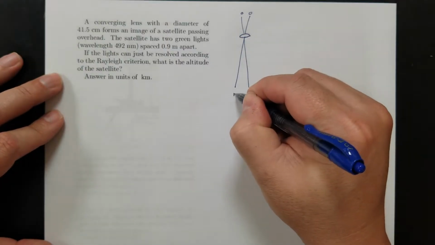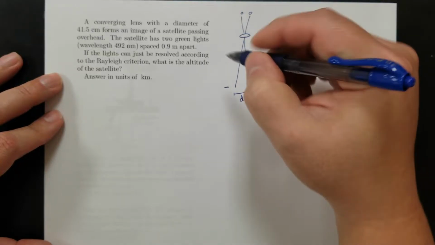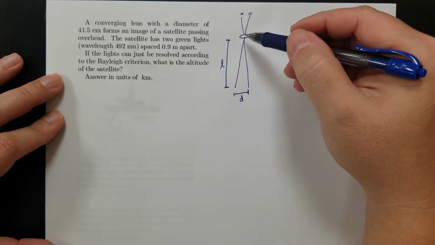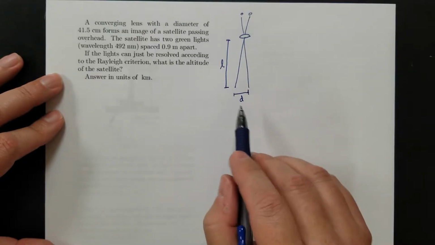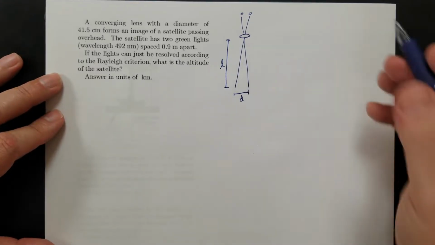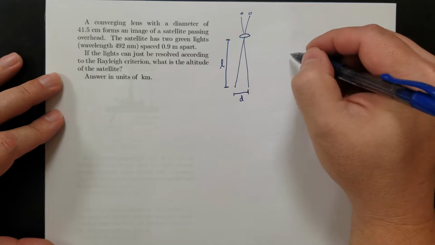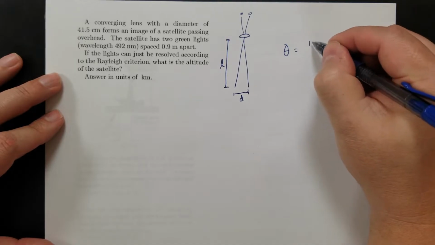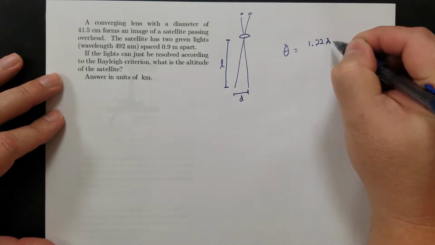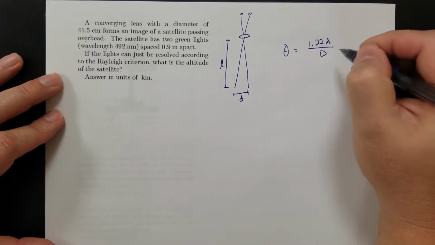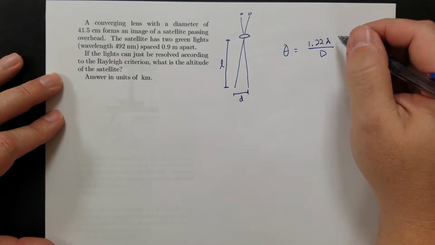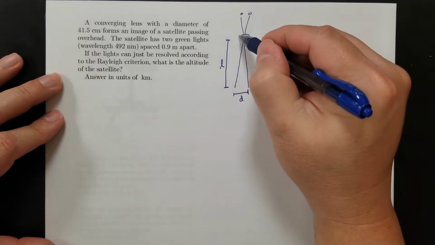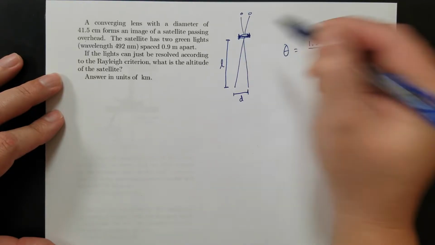Okay. So this is D, and this is L. That's how far away the lens is, right? And D is how far apart these two things are. Okay, so the equation for the Rayleigh criterion is the angle that you can resolve equals 1.22 times the wavelength divided by D, right? So D is like the diameter of the slit or whatever it's going through. So D is this distance here, basically the lens, right?